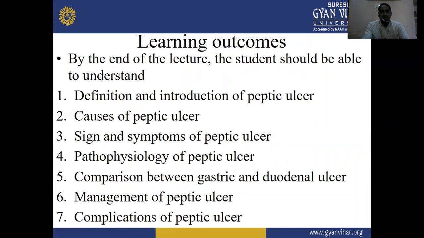Next, learning outcomes. What are the learning outcomes of peptic ulcer? By the end of the lecture, the student should be able to understand: first, the definition and introduction of peptic ulcer and causes of peptic ulcer; third, signs and symptoms of peptic ulcer; fourth, pathophysiology of peptic ulcer; fifth, comparison between gastric and duodenal ulcer; sixth, management of peptic ulcer; and last, complications of peptic ulcer.